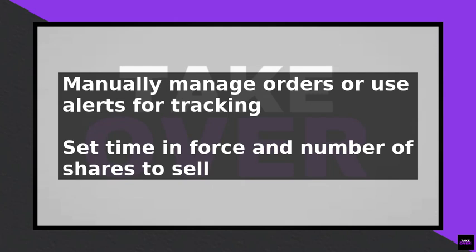Note that Robinhood doesn't currently support one cancels the other orders, which would allow you to set a stop loss and take profits simultaneously. So you'll need to manually manage your orders or use alerts to react to price movements. By following these steps, you can effectively set stop losses and take profits on Robinhood.